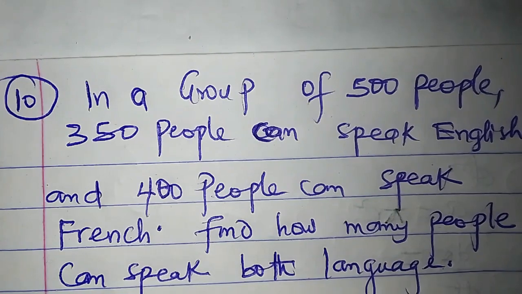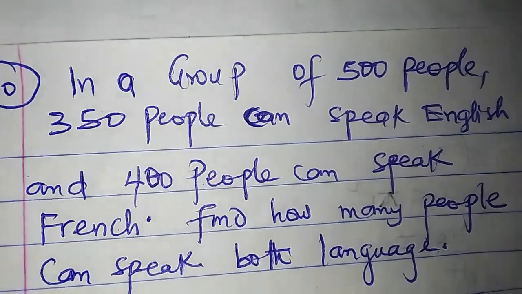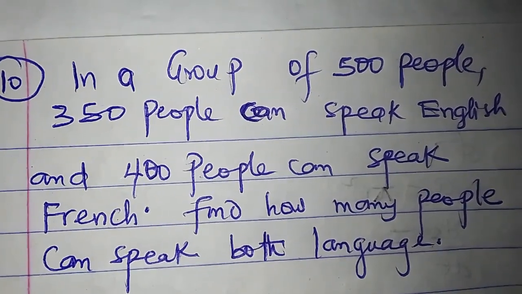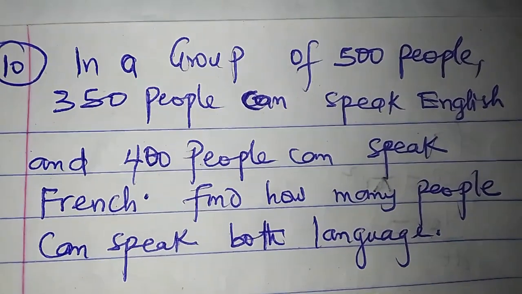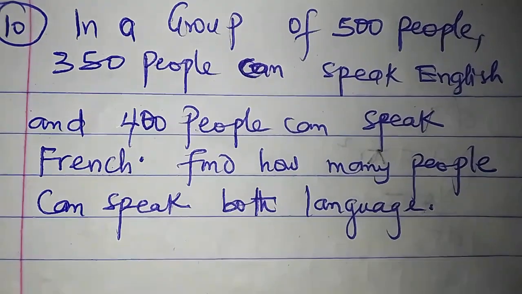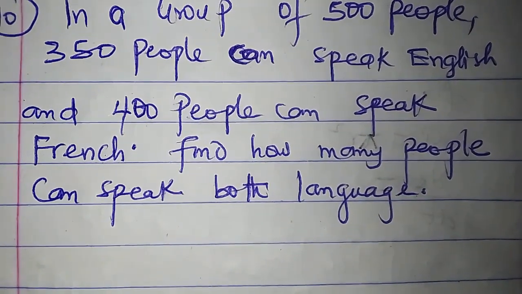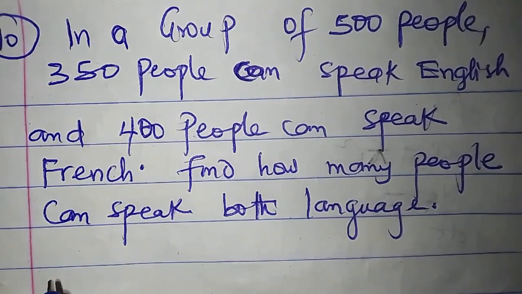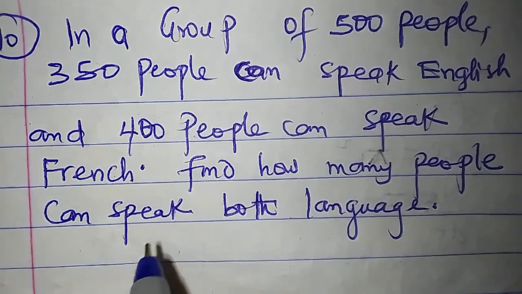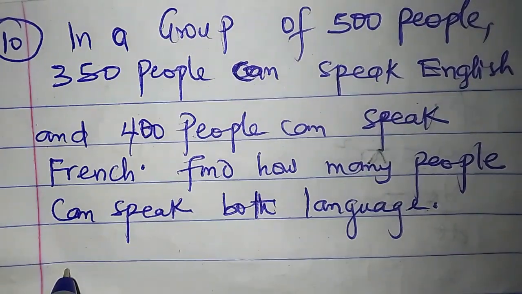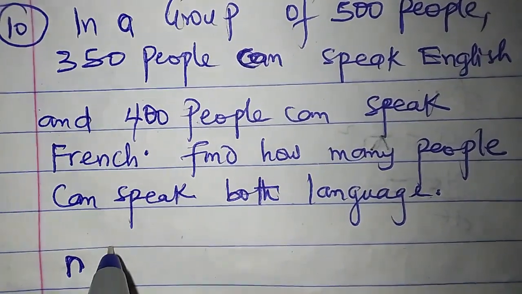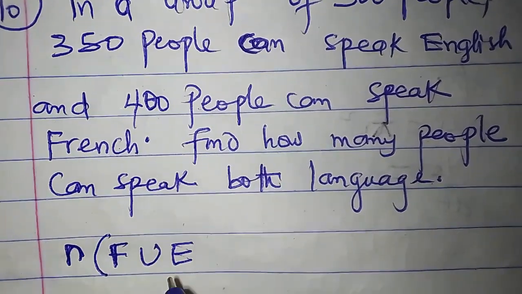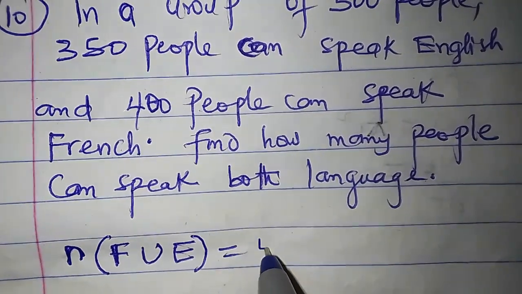Alright, look at question 10. It's a question on sets. In a group of 500 people, 350 people can speak English and 400 people can speak French. Find how many people can speak both languages. Let me use E to represent those that speak English and F to represent those that speak French. So the number of persons that speak French or English, which is F union E, is equal to what?